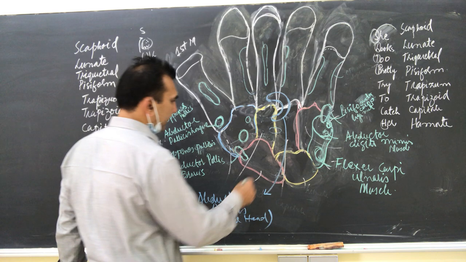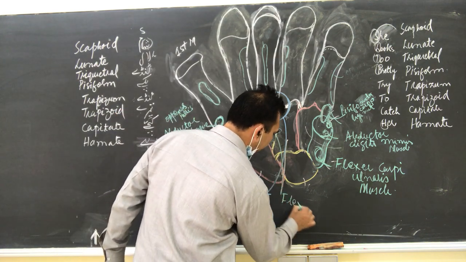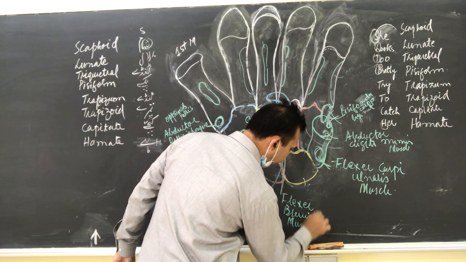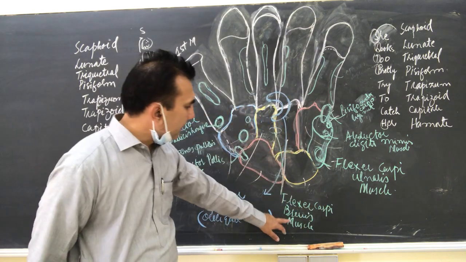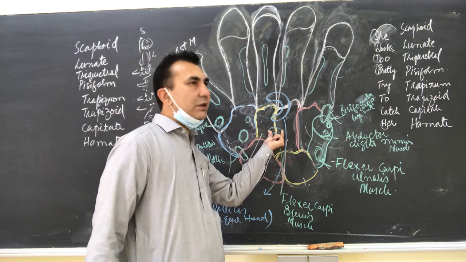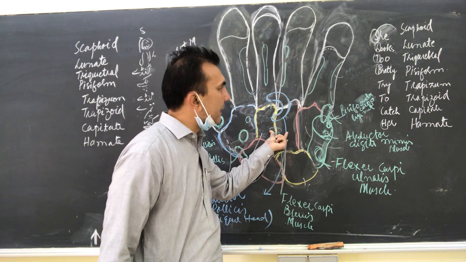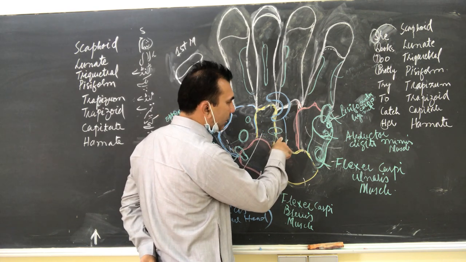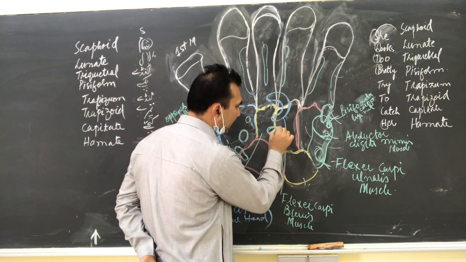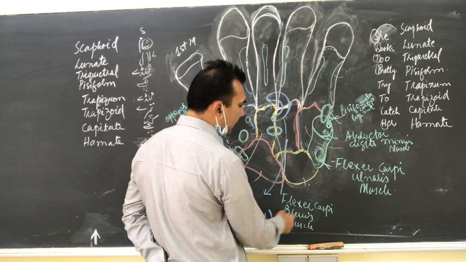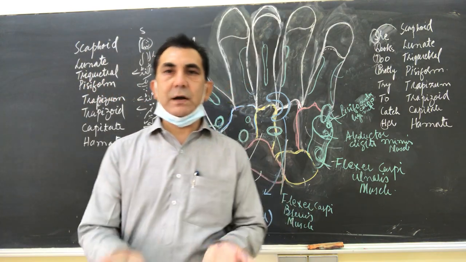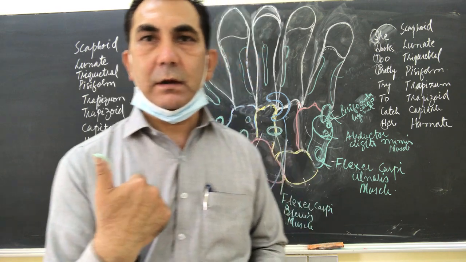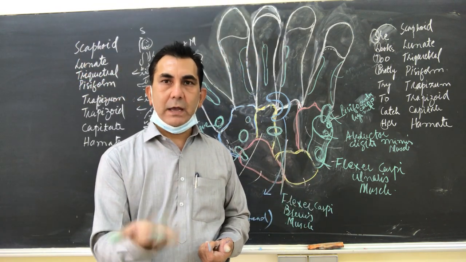Now there is another area, and this area is again for the flexor carpi radialis muscle, an area present on the trapezoid and the capitate, in the center of the trapezoid. This area is for the arrangement of the tendon of the flexor carpi radialis muscle, which is again for the flexion of the hands.